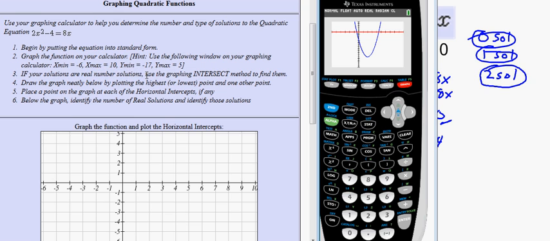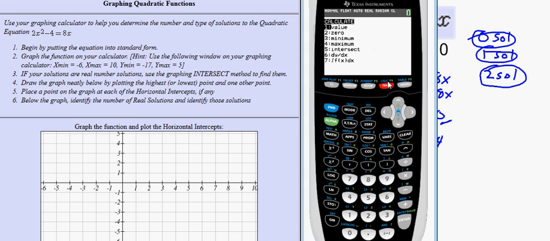So at any rate, I'm going to follow the directions. If your solutions are real, use the graphing intersect method to find them. So what I'm going to do is hit second trace, which accesses the calc menu. The second function of the trace key gives you the calc menu, and number 5 is the intersect feature. I'm going to press 5, and the calculator doesn't know I only gave it 2 curves. You know, it's thinking maybe I gave it 10, and it wants to know which 2 of the 10 am I talking about. So it asks this seemingly silly question: is this your first curve?